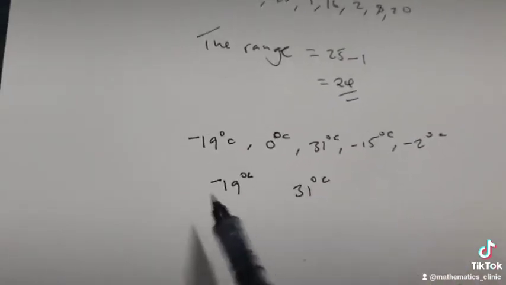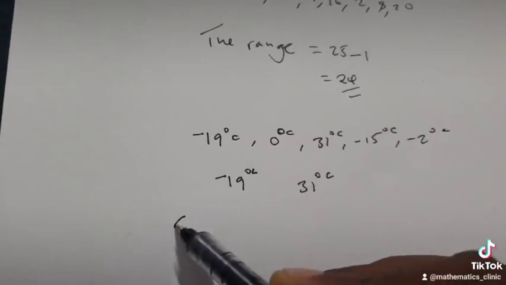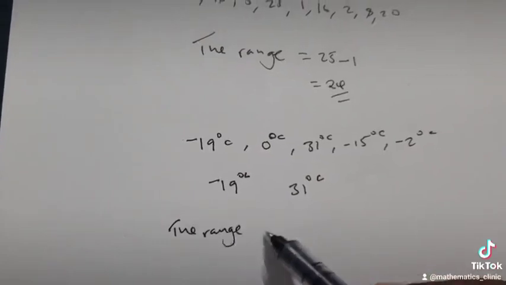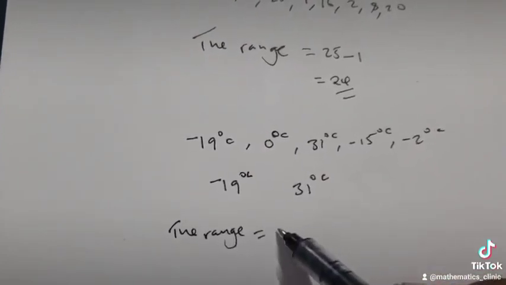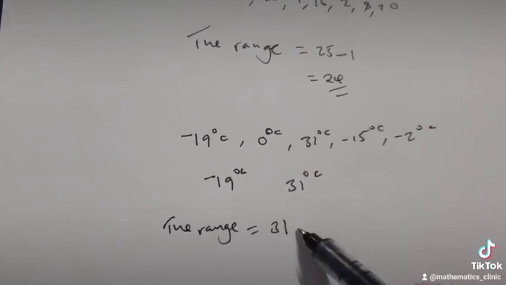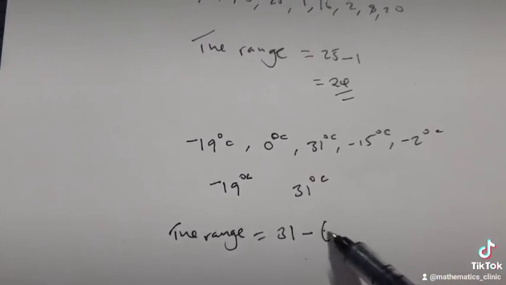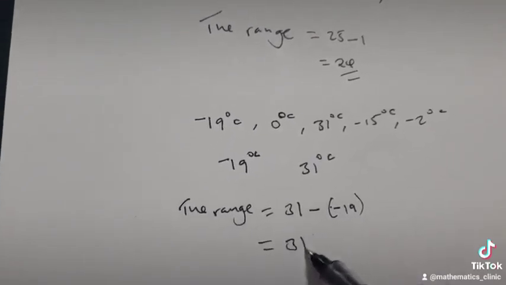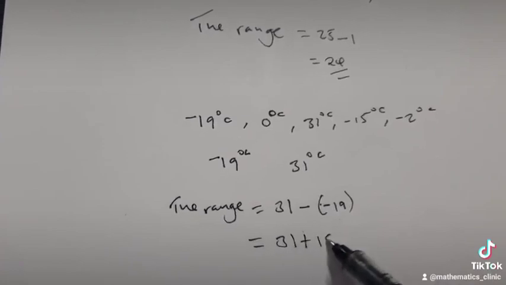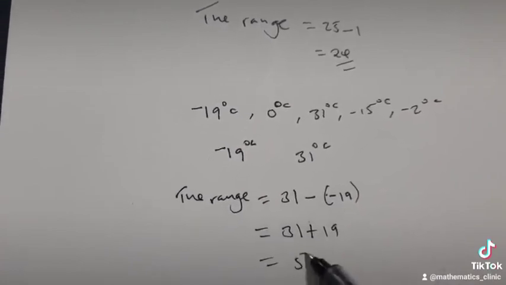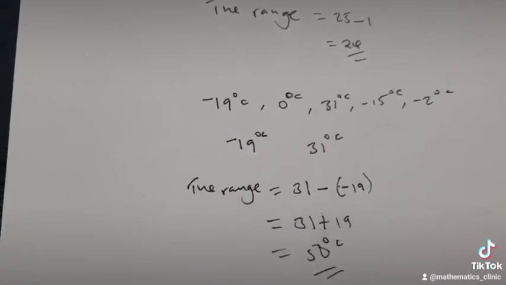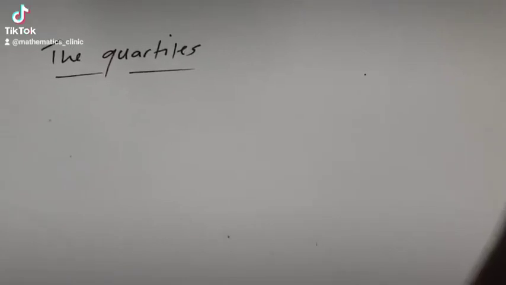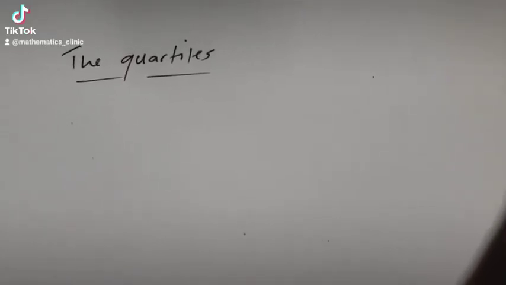How do we find the range? The range is equal to the maximum, or the highest data value, minus the lowest data value. So the answer will be 31 plus 19, which is 50 degrees Celsius. That is right. So that was the range.